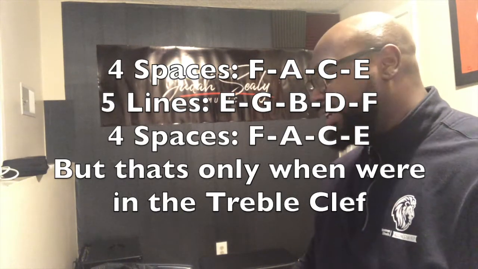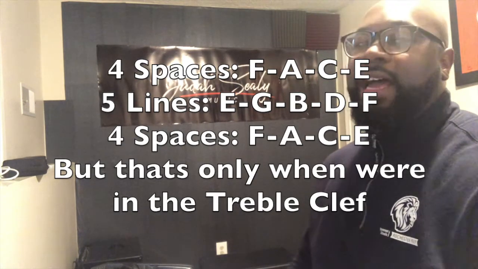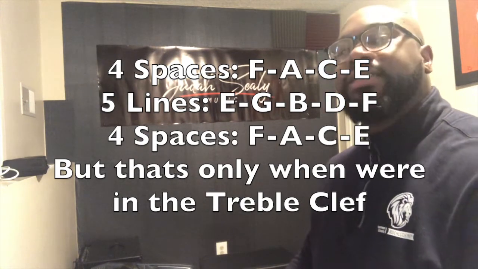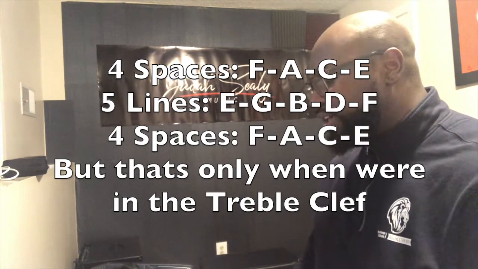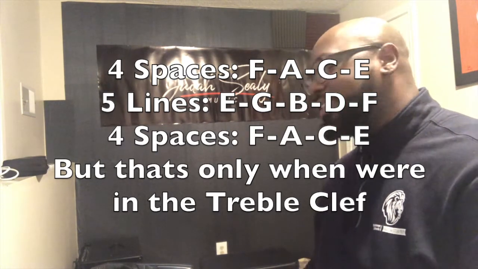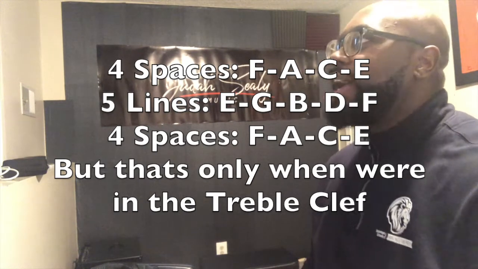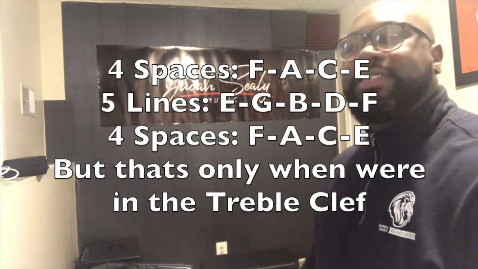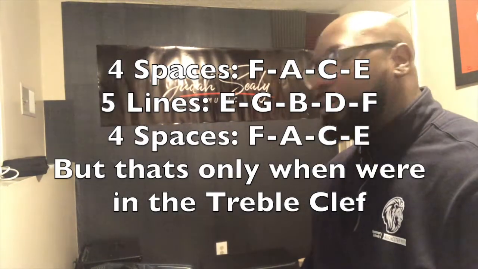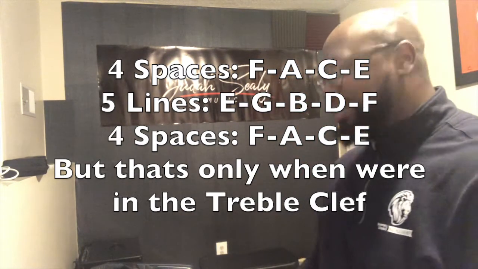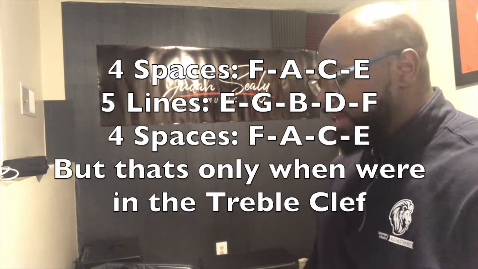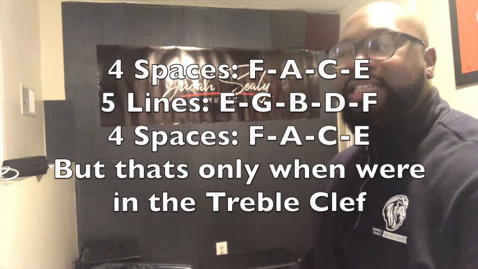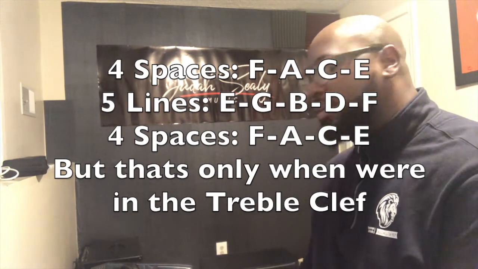Again, 4 spaces, F, A, C, E, 5 lines, E, G, B, D, F. 4 spaces, F, A, C, E, but that's only when we're in the treble clef. Again, 4 spaces, F, A, C, E, 5 lines, E, G, B, D, F. 4 spaces, F, A, C, E, but that's only when we're in the... one more time. 4 spaces, F, A, C, E, 5 lines, E, G, B, D, F. 4 spaces, F, A, C, E, but that's only when we're in the treble clef.